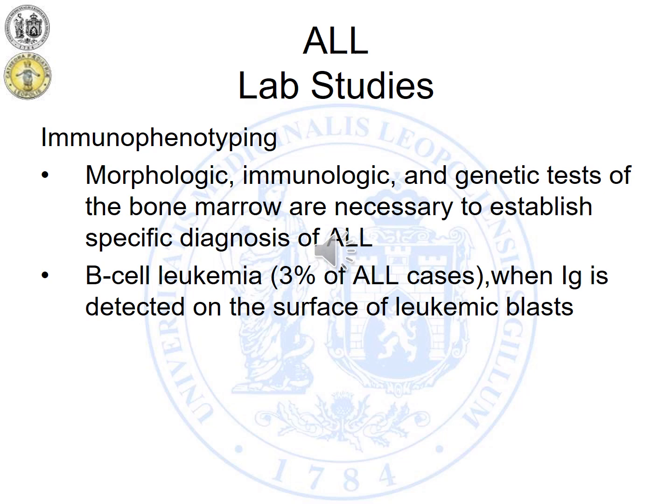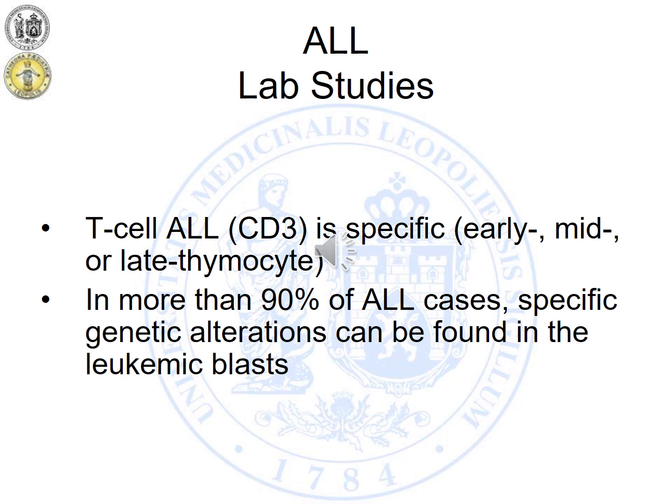Immunophenotyping. A complete morphologic, immunologic, and genetic examination of the bone marrow is necessary to establish a diagnosis of ALL. The diagnosis of B-cell leukemia, which accounts for only 3% of acute leukemia cases, depends on the detection of surface immunoglobulin on the leukemic blasts. T-cell leukemia is identified by the expression of T-cell-associated surface antigens, of which cytoplasmic CD3 is specific. T-cell leukemia cases can be classified as early, mid, and late thymocytes.